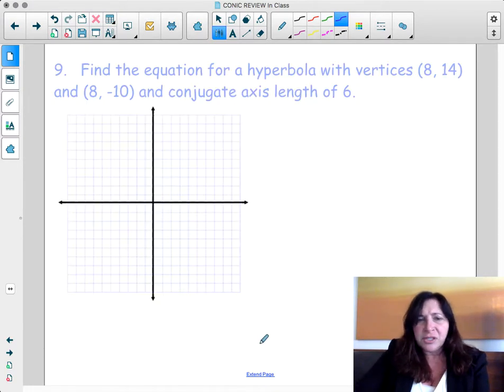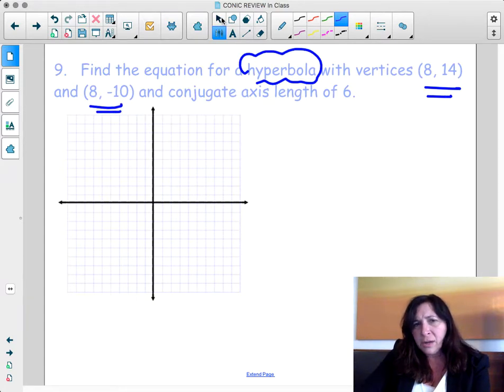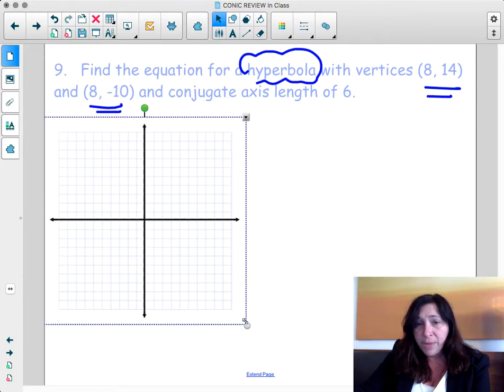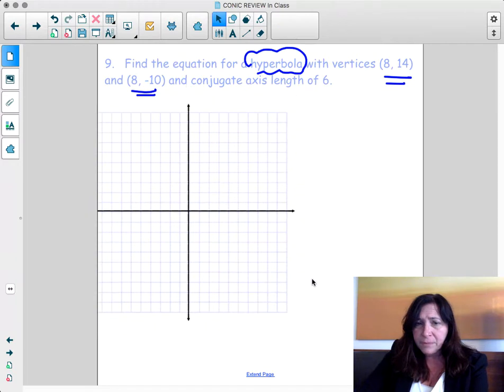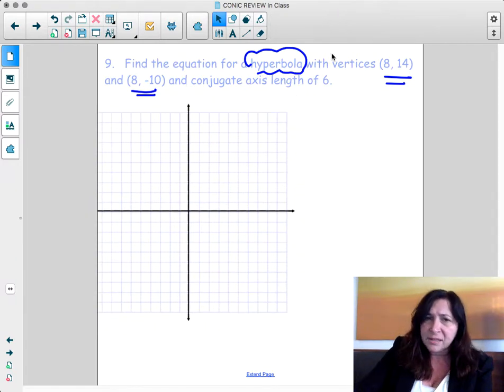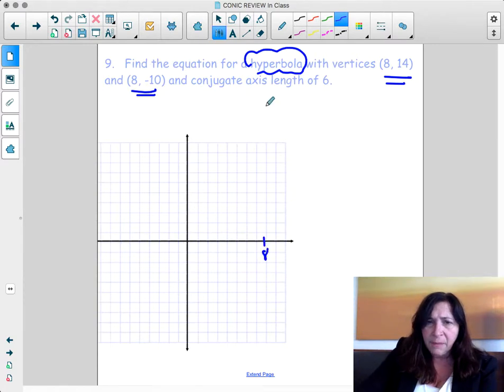So the next question says, find the equation for a hyperbola. This hyperbola has vertices here and here. It didn't tell us very much, but it did tell me where my vertices were, and therefore that's giving me my major transverse axis. So we're going to go over 8 and up 14. Again, I need to move this down a little bit. Over 8 and up 14. So there's 8, here's 8, and up 14 is up here.